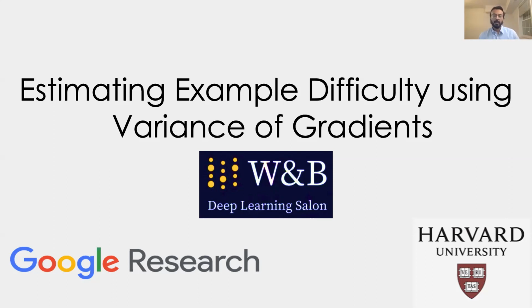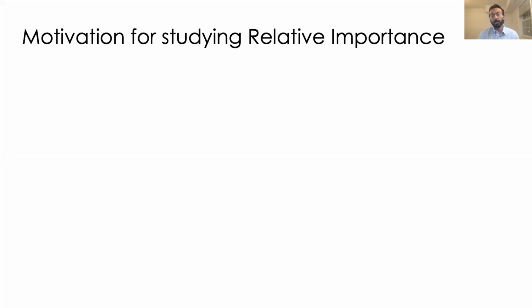In today's talk, I'll be discussing the work with my fantastic collaborator, Sarah Hooker from Google, about estimating example difficulties using variance of gradients. Before going into the depth of the work, I would like to provide some basic motivations for studying the relative importance between different samples during the training process.